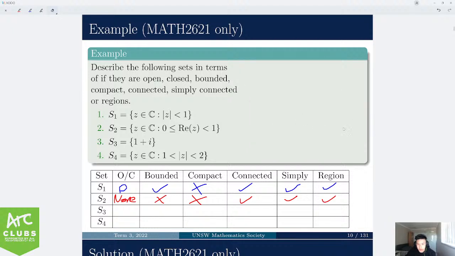Let's have a look at the third case over here. So the set is just a point, 1 plus i, that's this point over here. This is not going to be open because the point is not an interior point, and it is going to be closed because this here is just a boundary point. So closed.